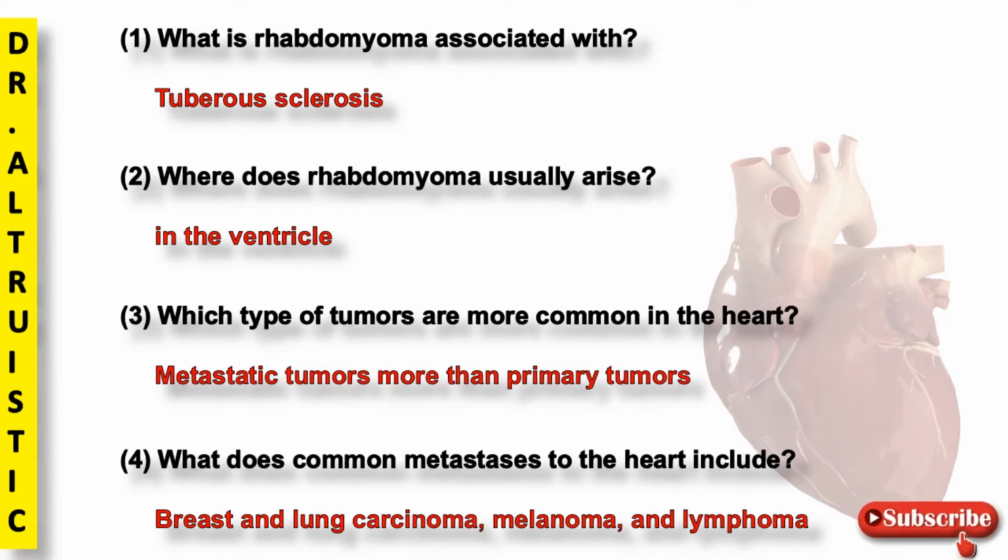1. What is rhabdomyoma associated with? Tuberous sclerosis. 2. Where does rhabdomyoma usually arise? In the ventricle. 3. Which type of tumors are more common in the heart? Metastatic tumors more than primary tumors. 4. What do common metastases to the heart include? Breast and lung carcinoma, melanoma, and lymphoma.